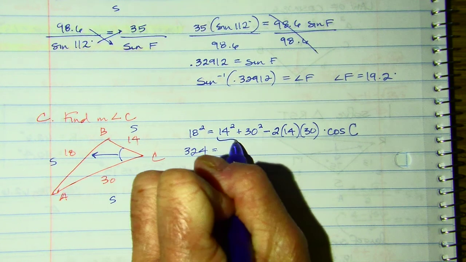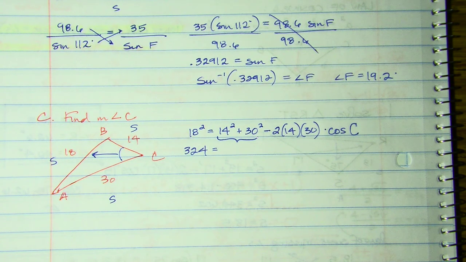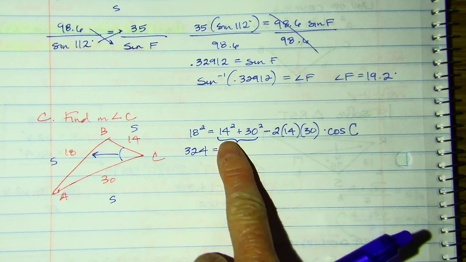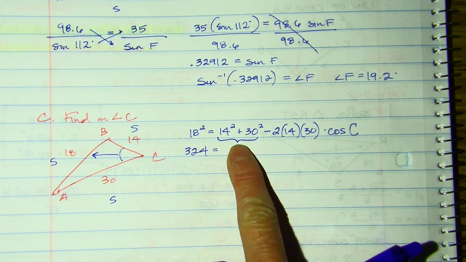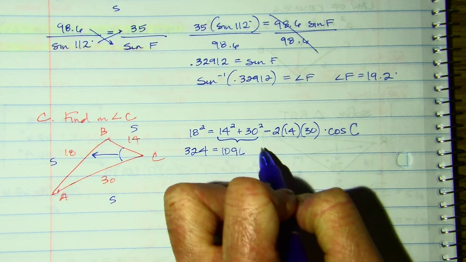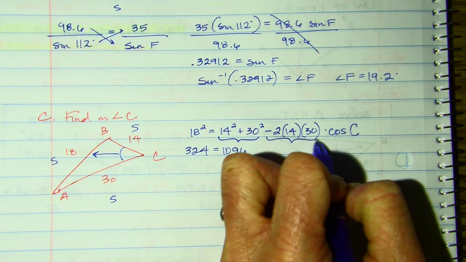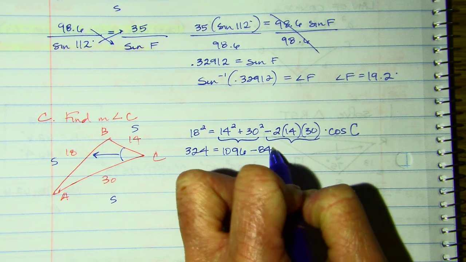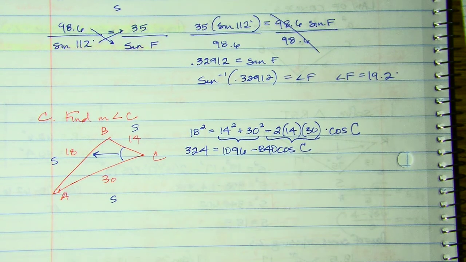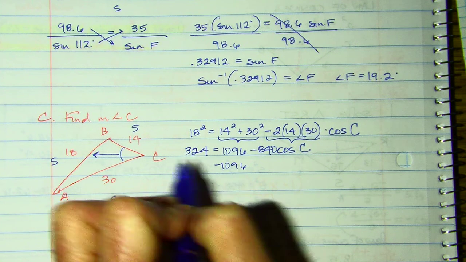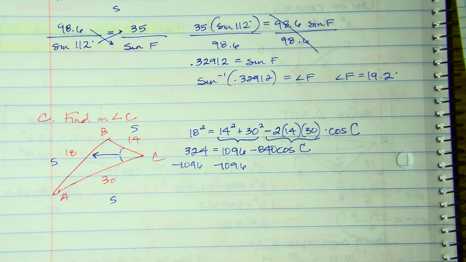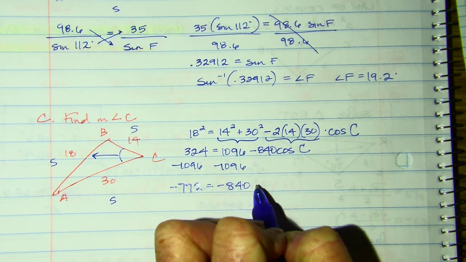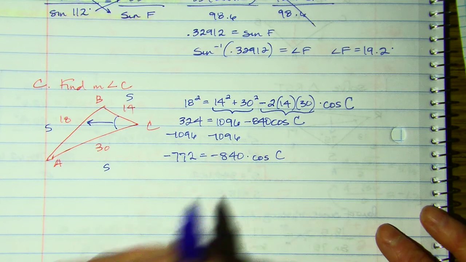You now need to simplify this part here. So 14 squared, and you have to do it separate from this because this is attached to cosine C, so you have to do it in this order. So 14 squared plus 30 squared, and I get 1096. Now I can simplify this part. So negative 2 times 14 times 30, I get negative 840 cosine C. So I'm going to subtract the 1096. So 324 minus 1096, I get negative 772 equals negative 840 times the cosine of C. Then I can divide.